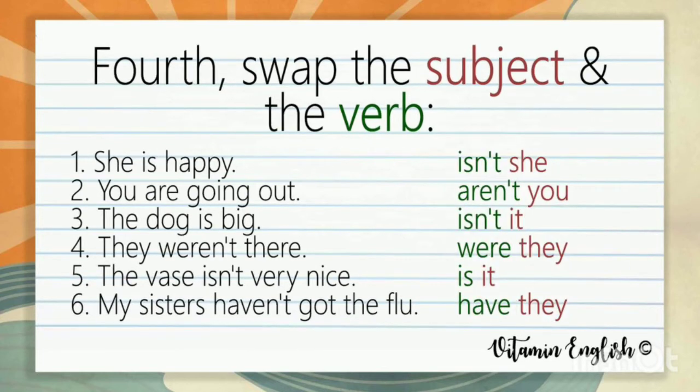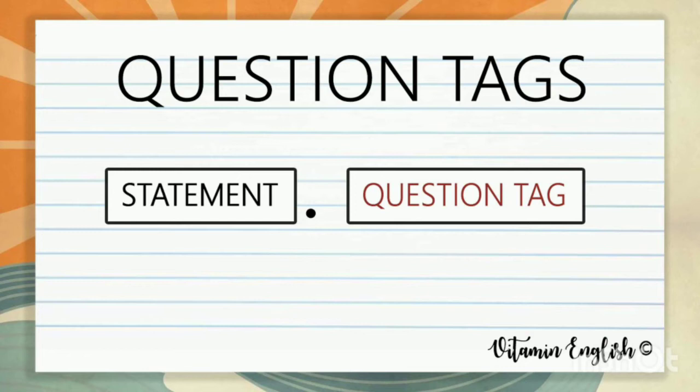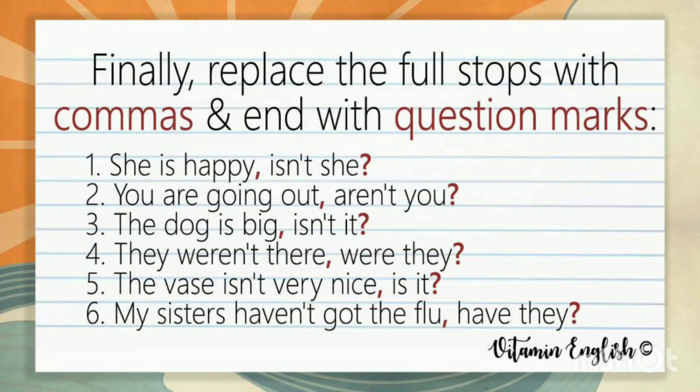Before I go through all the sentences, let's quickly do the 5th and easiest step. Here we are just bringing the words together and changing the punctuation. We turn the full stop into a comma and put a question mark at the end. Simple, right? Let's go through the final sentences with their question tags.